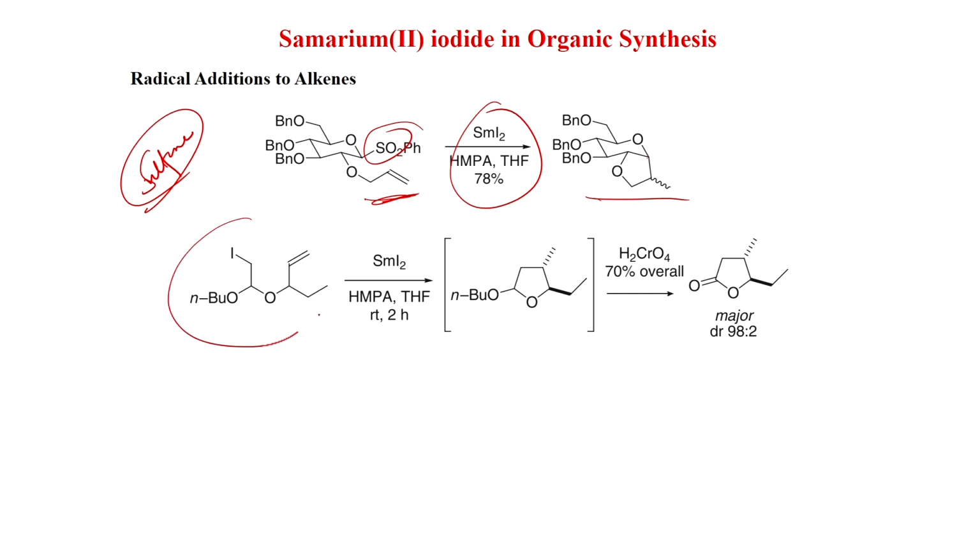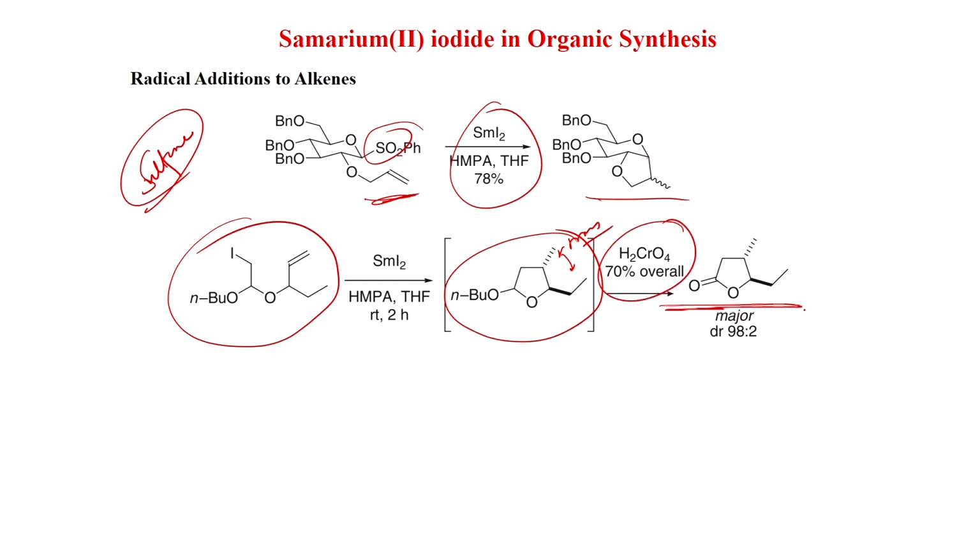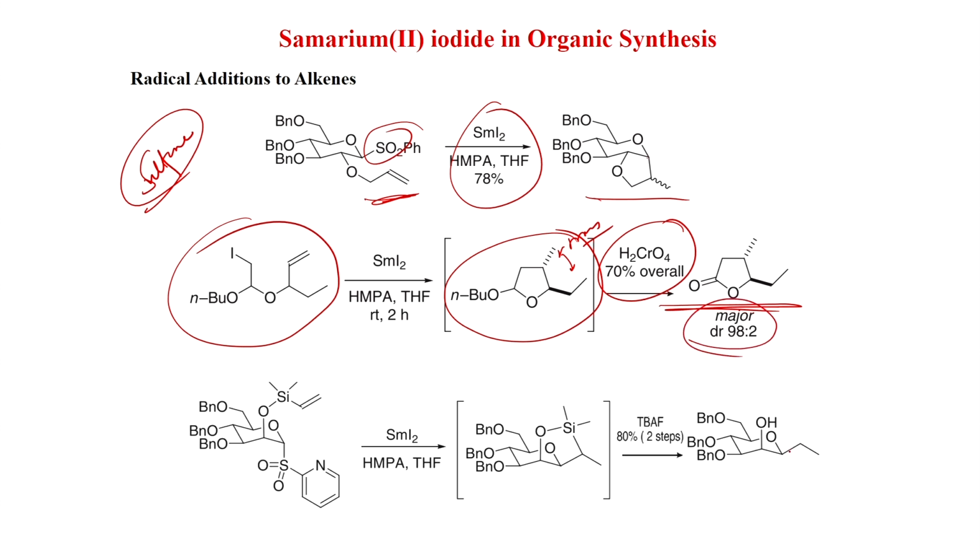And when this kind of substrate is present, then the iodide, the radical will form, the radical will add to this olefin and you get this product. Here you can see they are trans. The newly generated chiral center is trans to the other, and after chromic acid treatment we can get this butyrolactone in a 98:2 ratio.